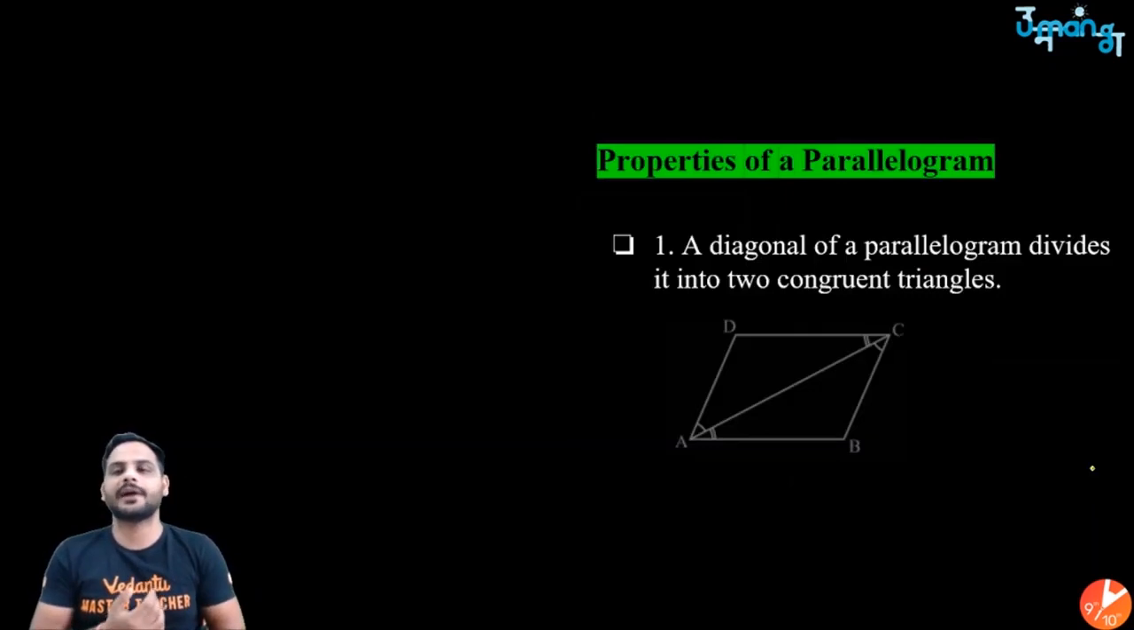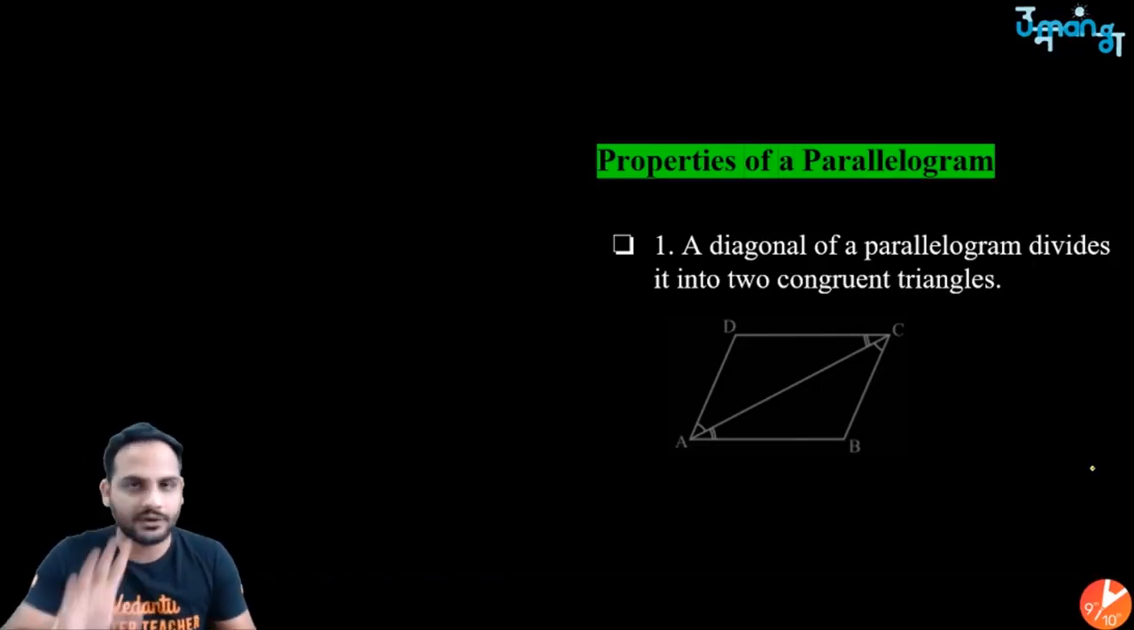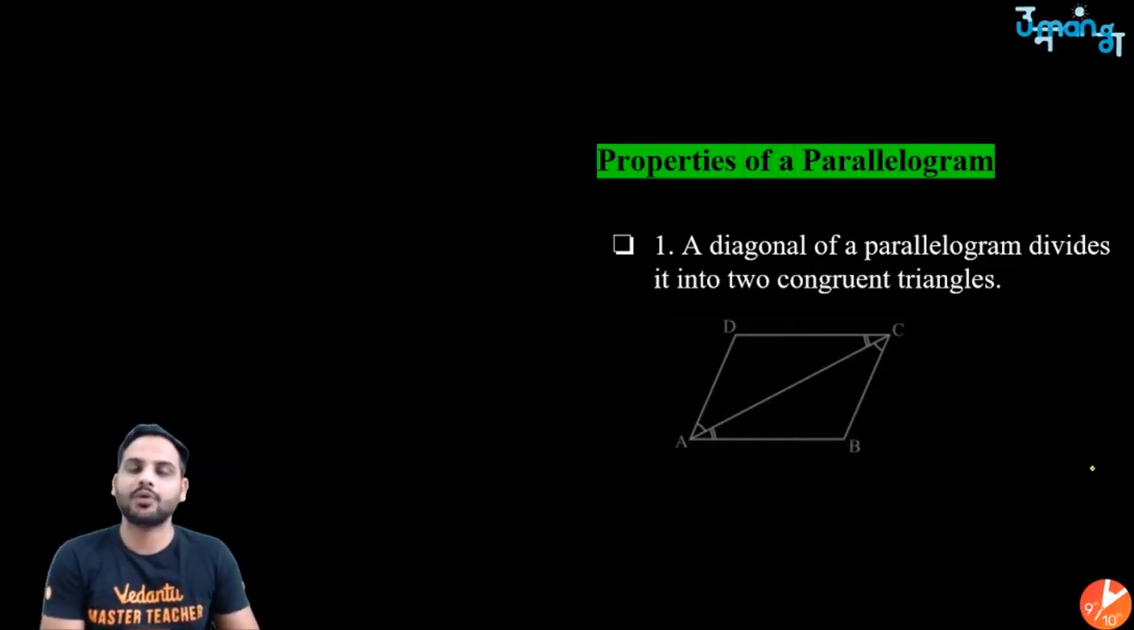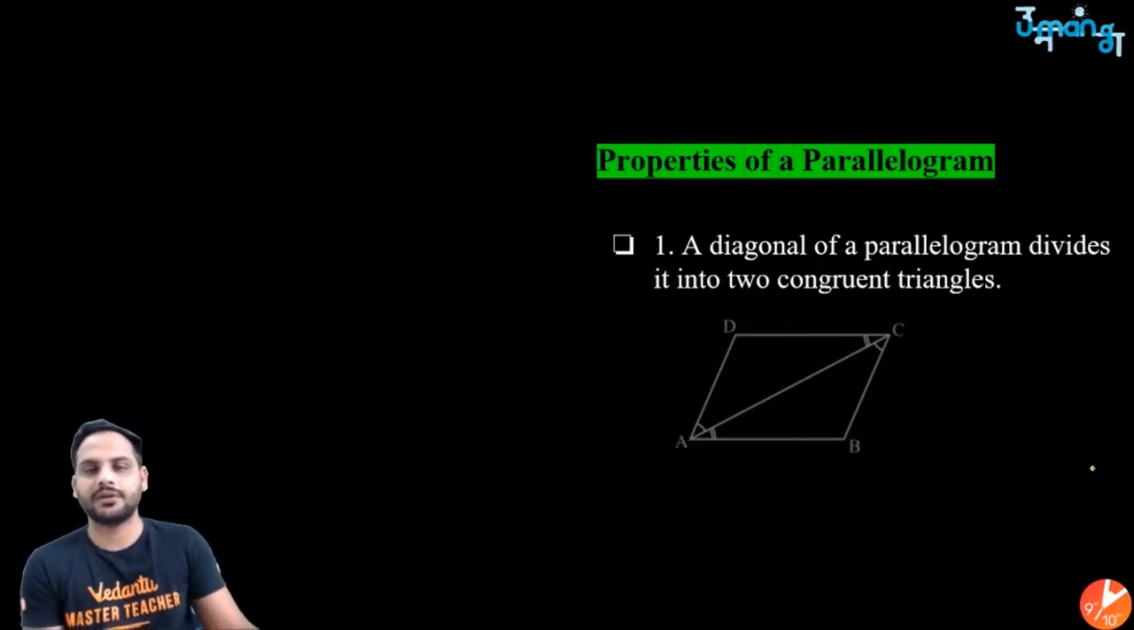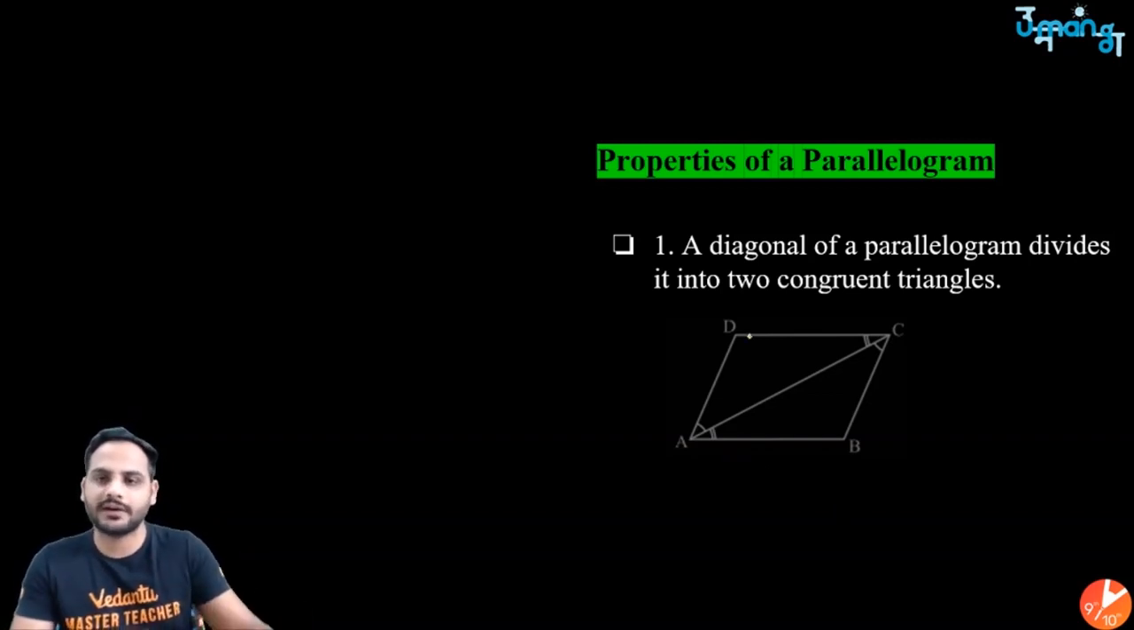Then, the properties of a parallelogram. In a parallelogram, the diagonal divides it into two congruent triangles. There are two diagonals in a parallelogram, and both diagonals divide the parallelogram into congruent triangles. You can prove it using the criteria. First, this angle and this angle are equal because the sides are parallel. Then this angle and this angle are equal because sides are parallel, and AC is the common side. So by angle side angle, both the triangles are congruent.